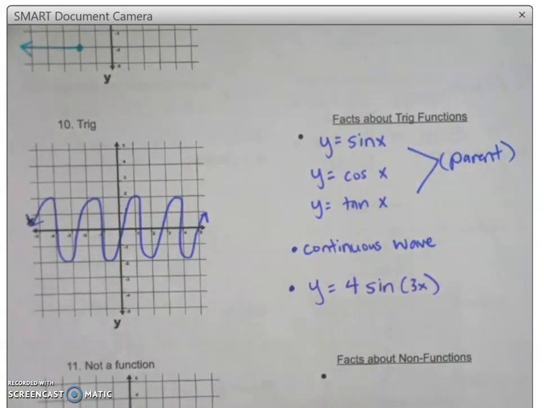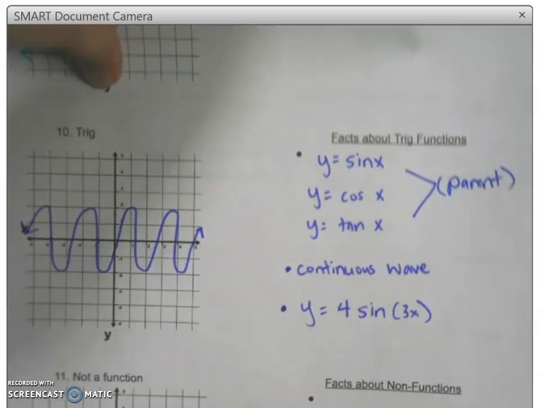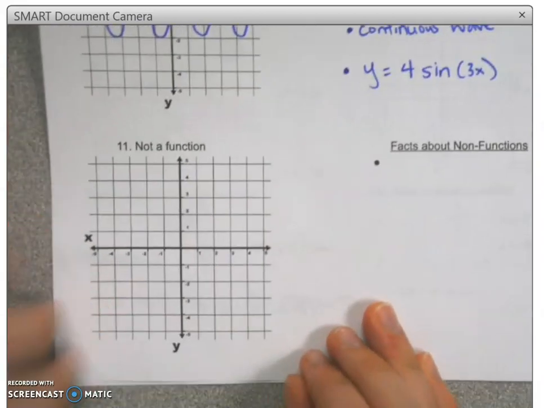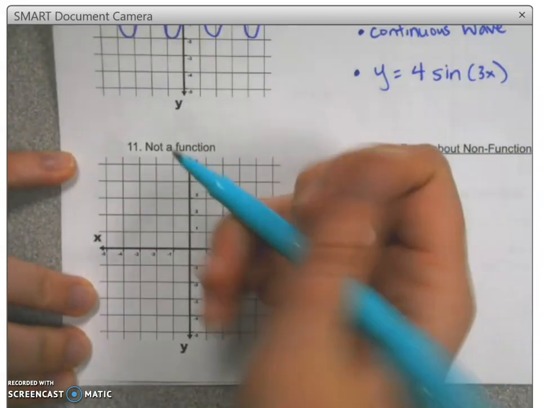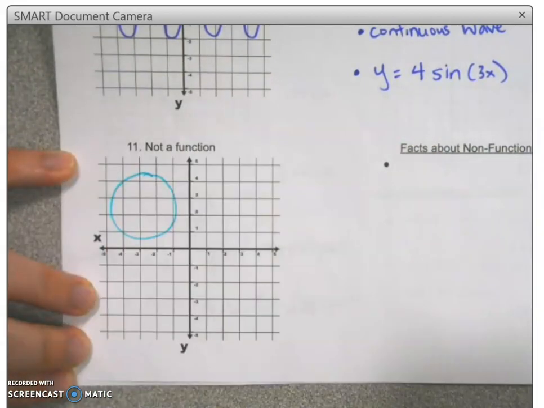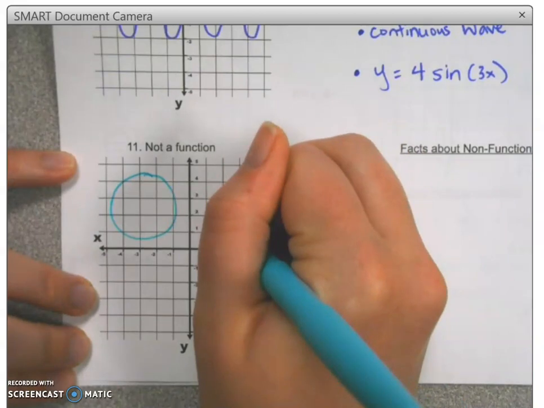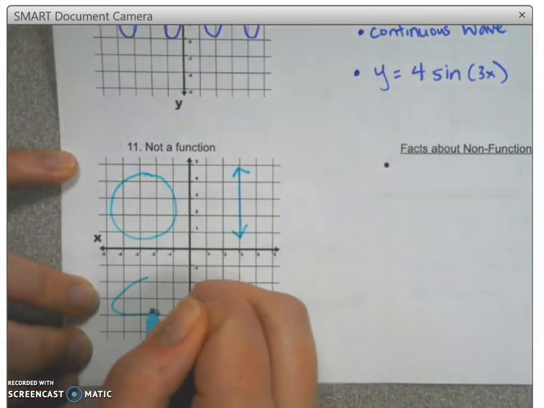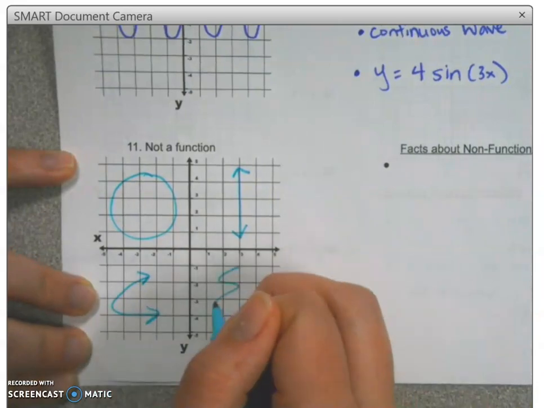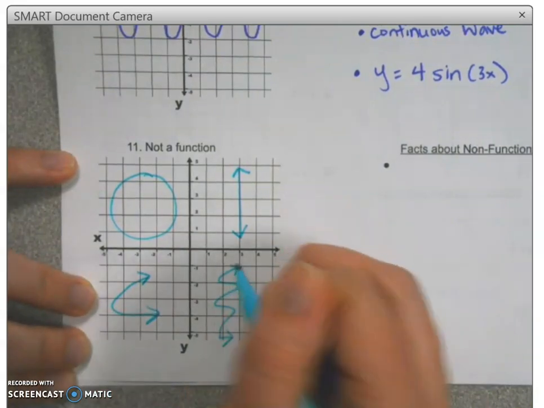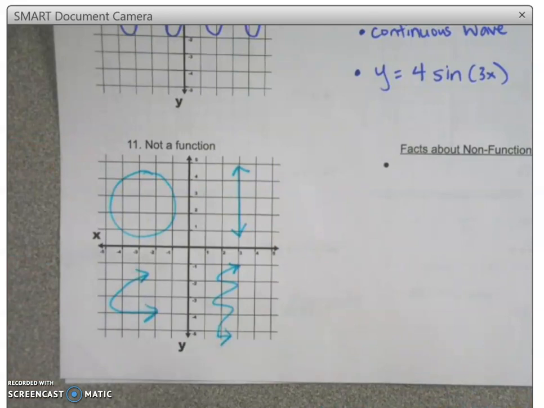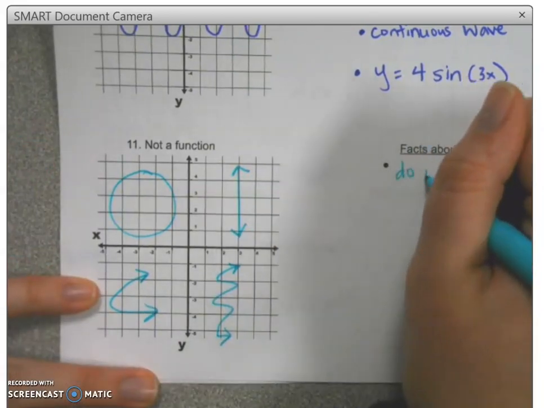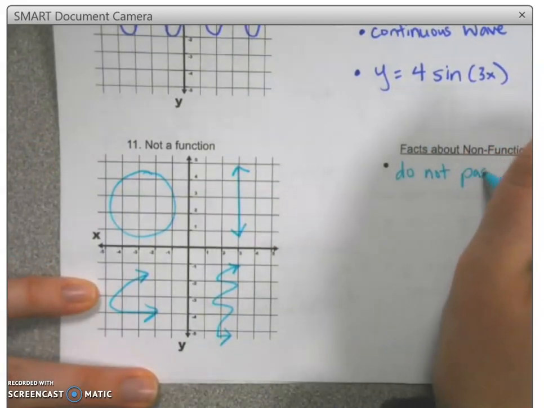And then the last thing I need you to know are the ones that are not functions, so you can recognize them when you see them. So an example of something that's not a function would be a circle, a vertical line, a sideways parabola, or any kind of sideways squiggle, really. Okay, all of these are not functions because they do not pass the vertical line test.